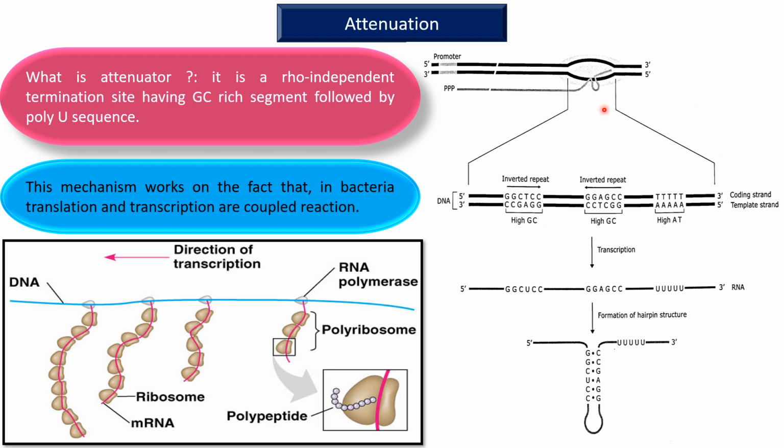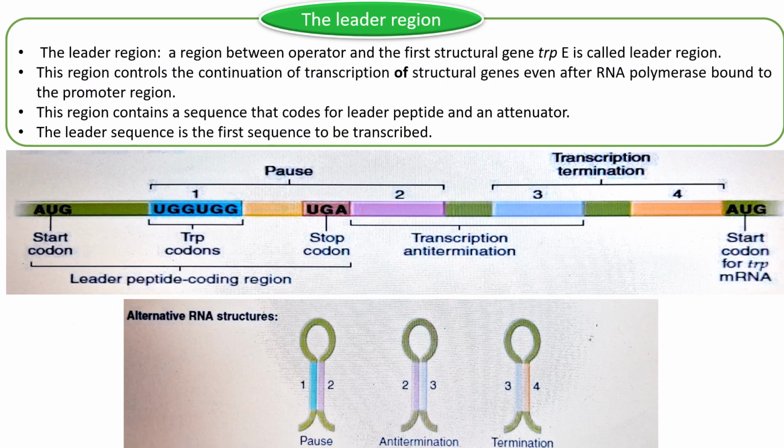This kind of rho-independent transcription termination site, known as the attenuator, is present in the leader region. Now let's take a view of the leader region. The leader region is located between the operator and the first structural gene, trpE. That is called the leader region. This leader region controls the continuation of transcription of structural genes even after the RNA polymerase is bound to the promoter region. Now, this leader region is composed of two things, the leader sequence and the attenuator sequence.